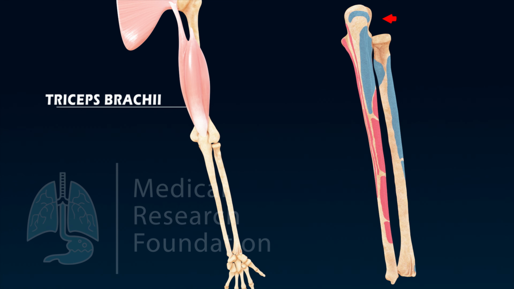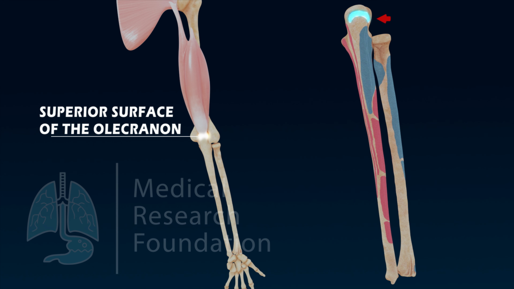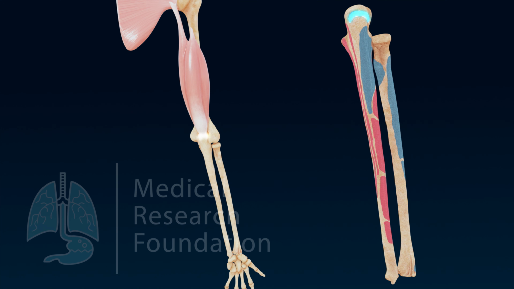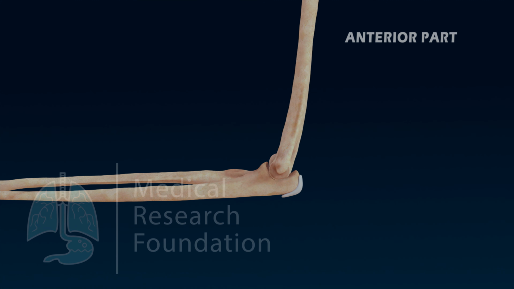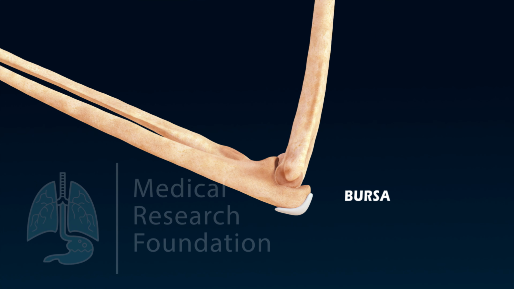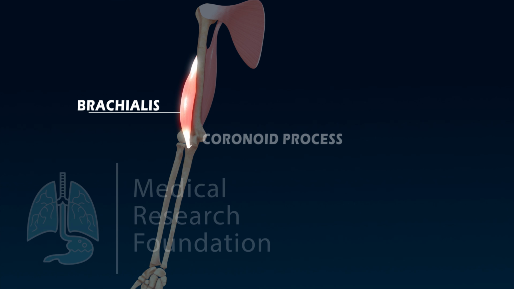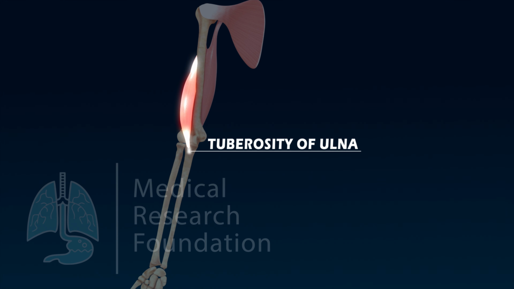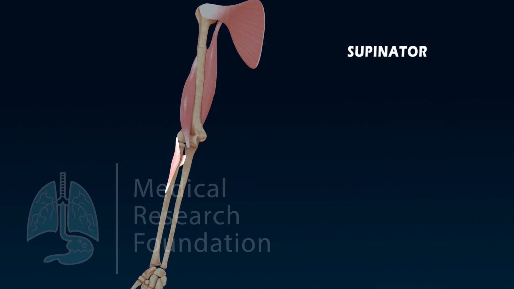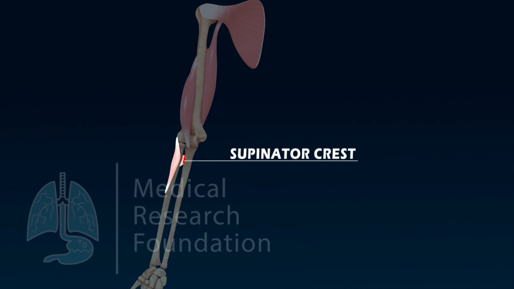The triceps brachii is inserted into the rough posterior part of the superior surface of the olecranon. The anterior part of the surface is covered by a bursa. The brachialis is inserted into the anterior surface of the coronoid process, including the tuberosity of the ulna. The supinator arises from the supinator crest and from the triangular area in front of the crest.